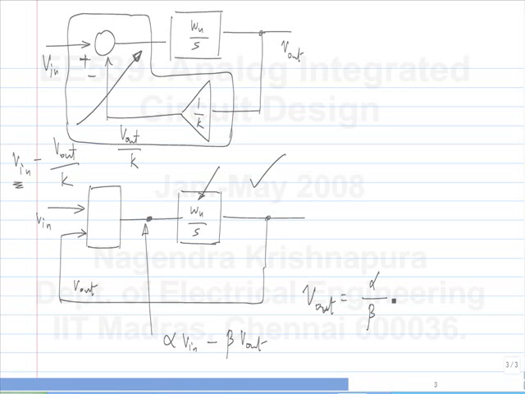Alpha by beta times V in. What is the feedback fraction? Beta by alpha? What is the feedback fraction? 1 by beta, right? Sorry, beta. The feedback fraction is beta, because at the input you get minus beta times V out.